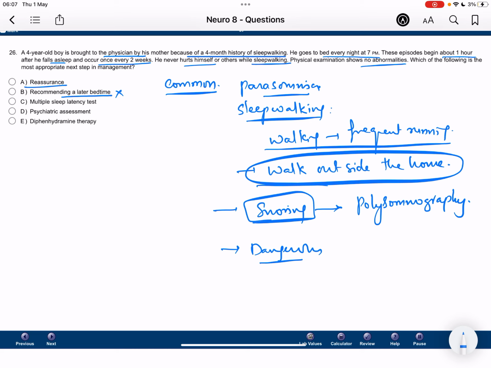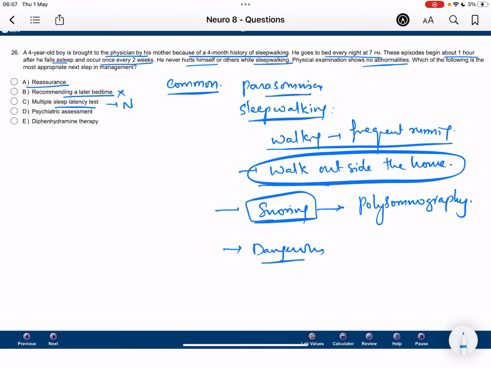Next, multiple sleep latency test is done for narcolepsy. This patient does not have any features of narcolepsy. If you have narcolepsy, usually patients present with cataplexy or hallucinations.